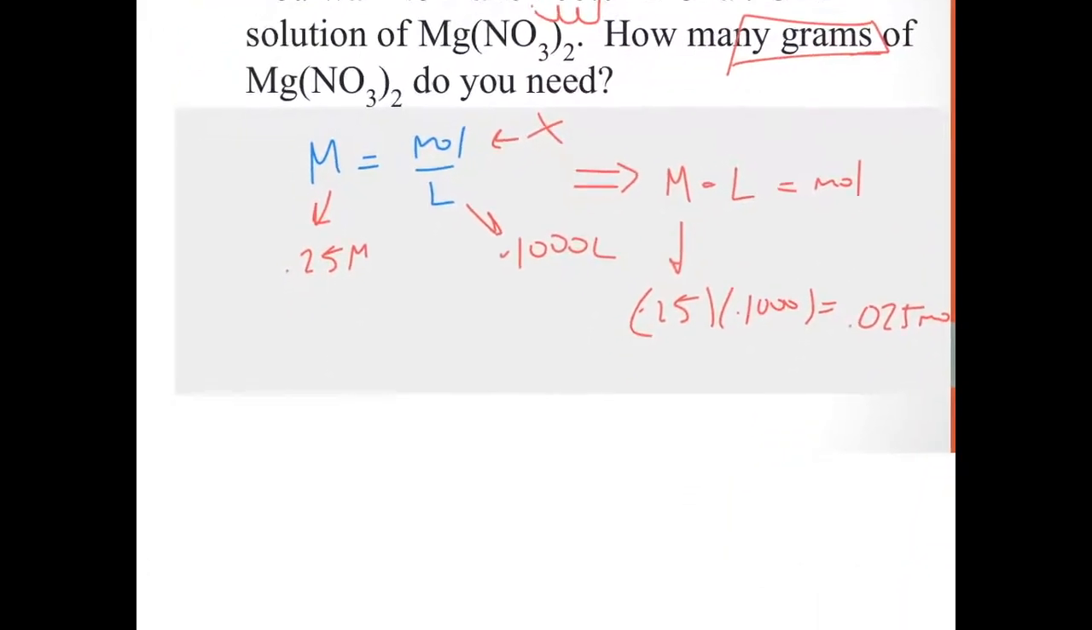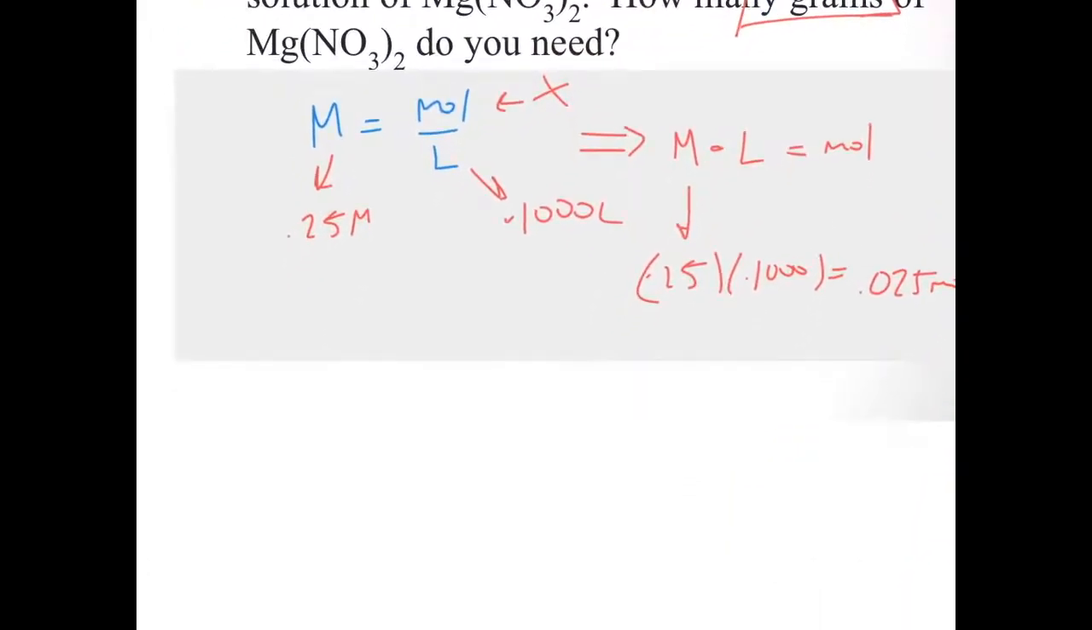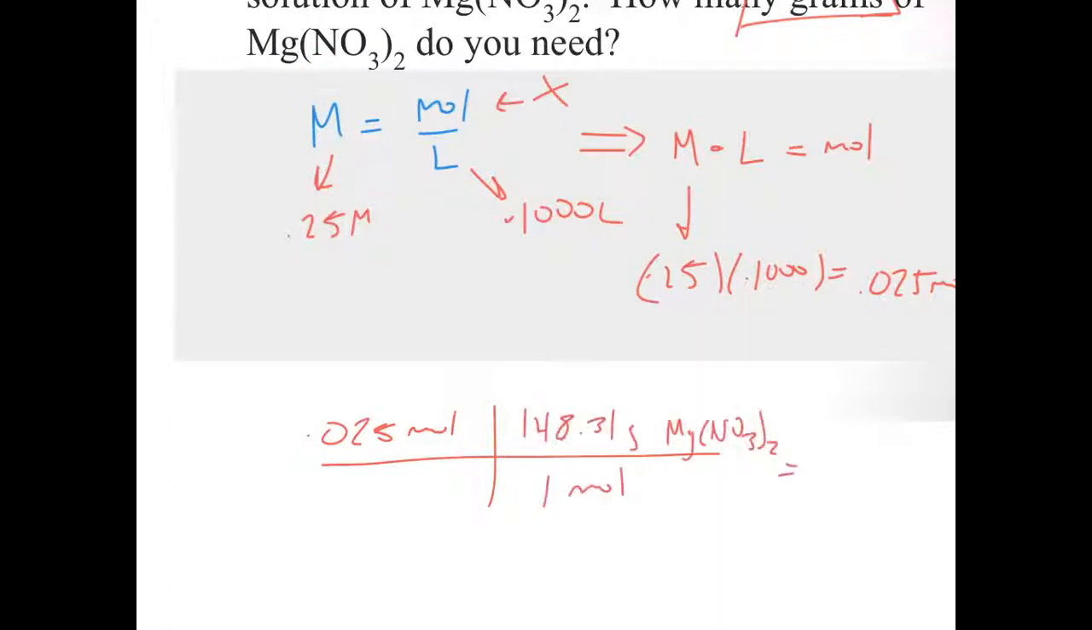So I'm going to scroll up to give myself more room, and if I take 0.025 moles, and then I multiply by the molar mass of the substance MgNO3, which is back up here, I will get my answer in grams. 3.71 grams of MgNO3. I forgot to mention that I got this molar mass from the periodic table.